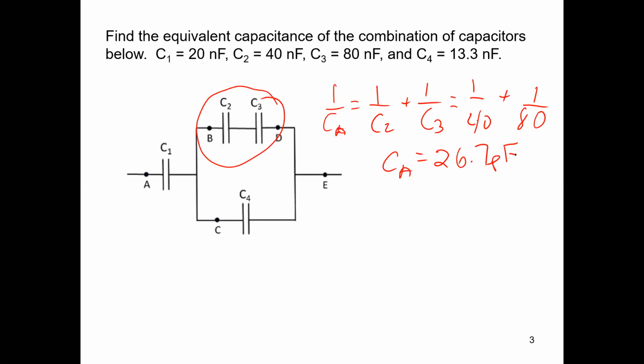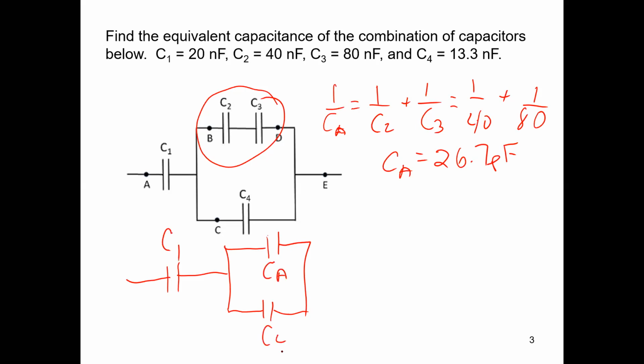Okay, great, 26.7 picofarads. Well, what's next? Next is the same thing as we've been doing in the past. It's just redrawing here our schematic. I've got C1, I've got CA, I've got C4. So CA and C4 there are in parallel with each other.